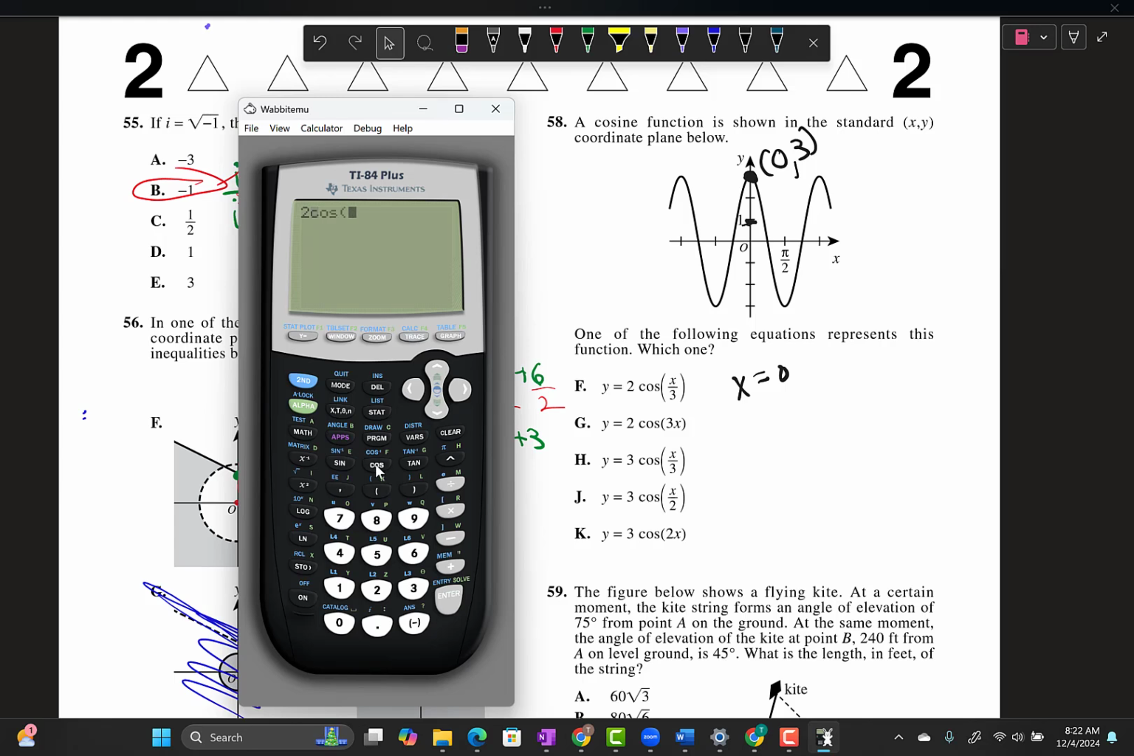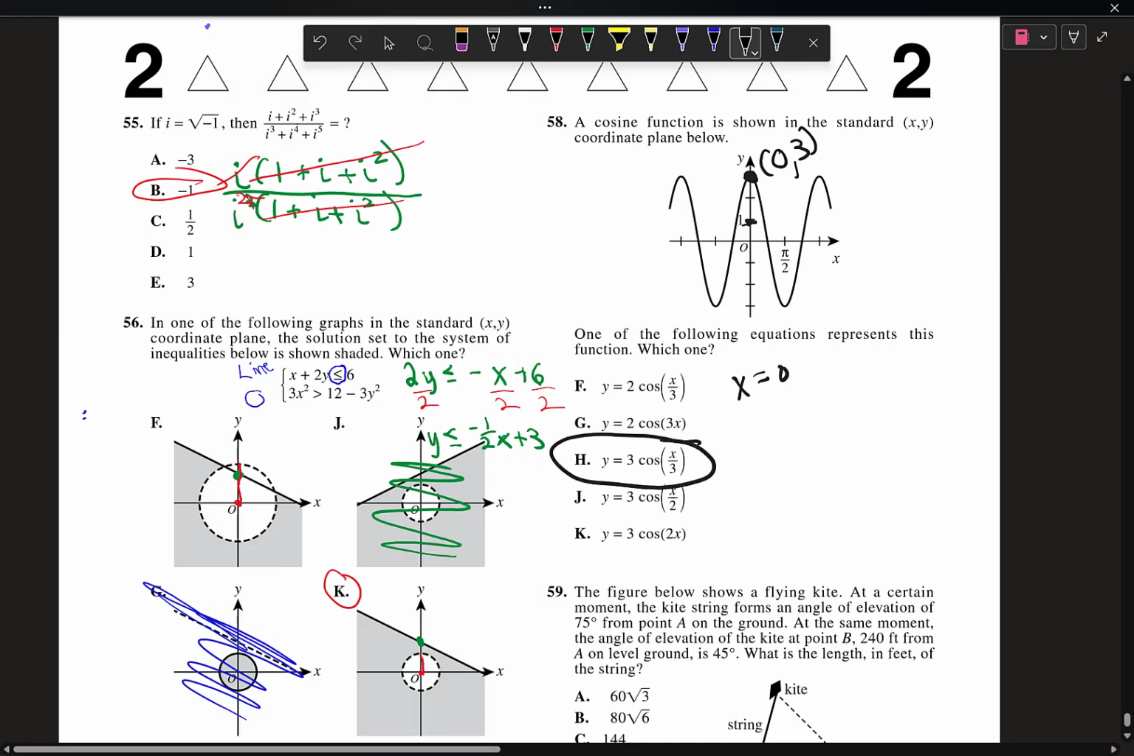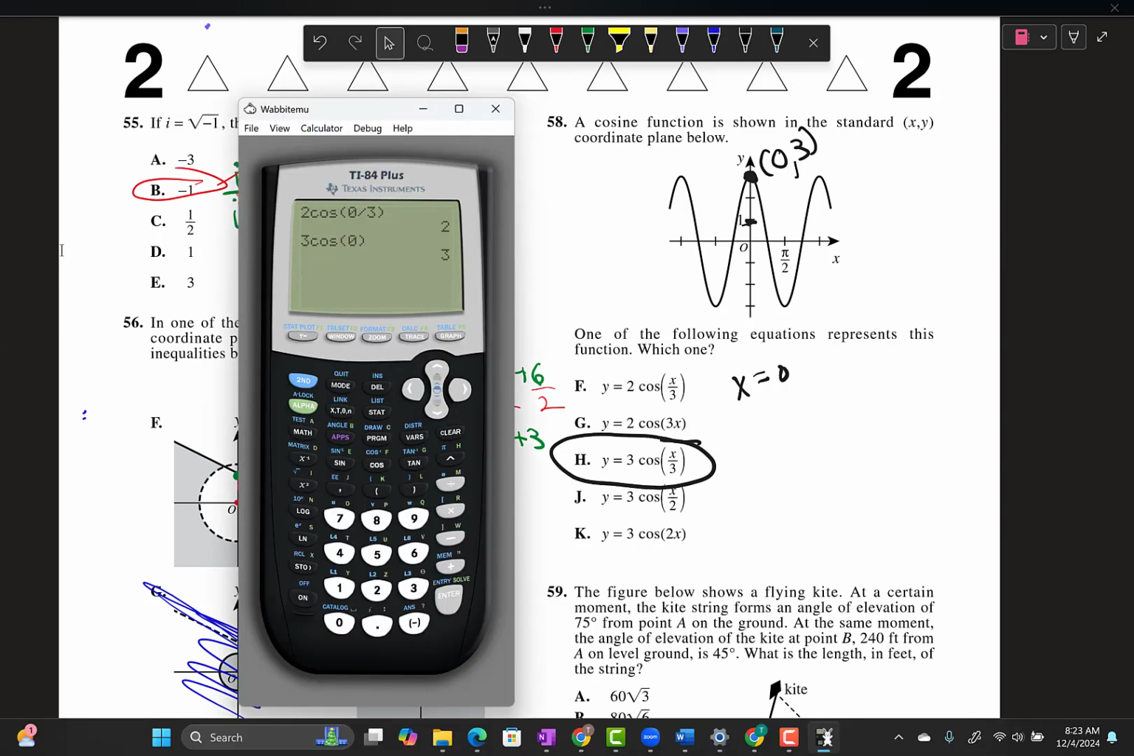The first one, 2 times cosine of 0 divided by 3, and we get 2. I'm going to skip ahead because this one has a 2 as well. It's probably going to be one of these with a 3 in it. So go to choice H, 3 times the cosine of 0 divided by 3. Well, 0 divided by 3 is just 0, so I'm not even going to worry about the 0 divided by the 3. Boom, that's it. H is our answer. Wait, hold on a second. It may not be, because it could be another choice.